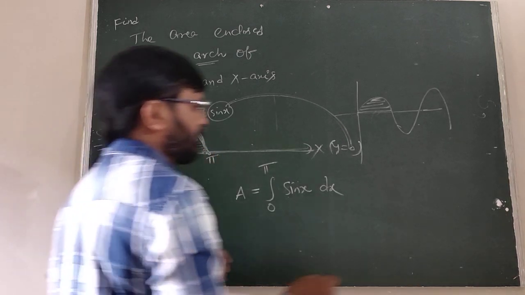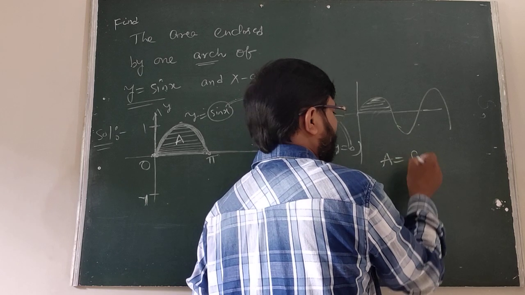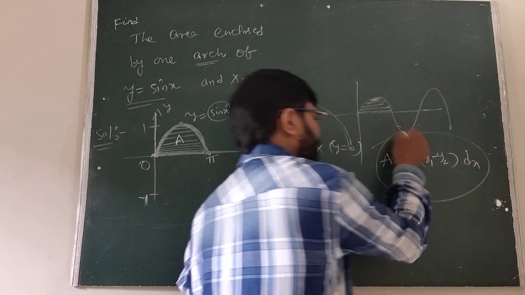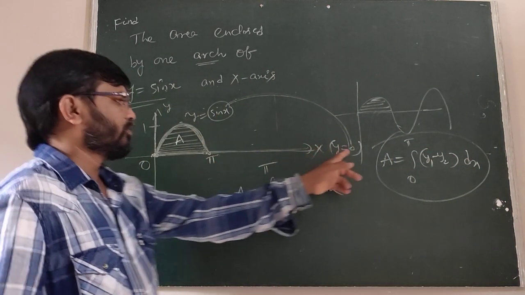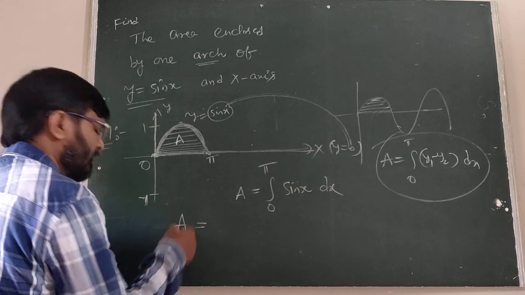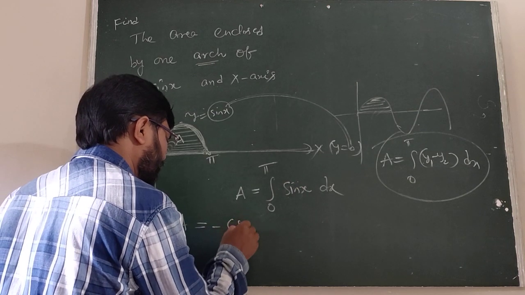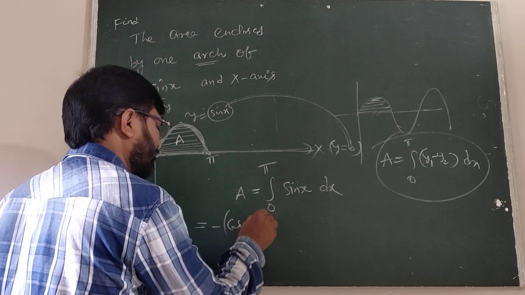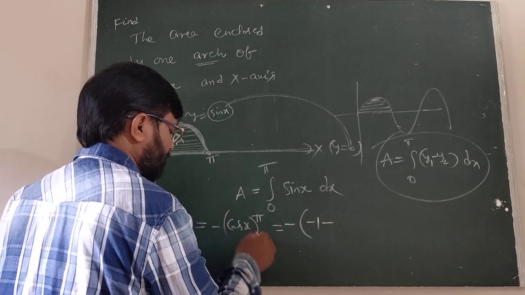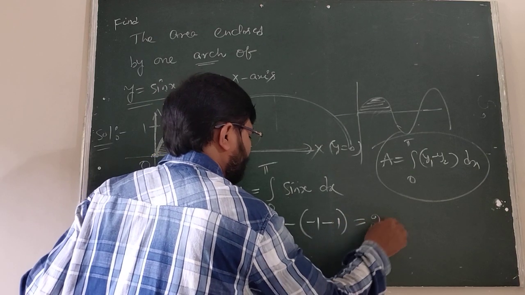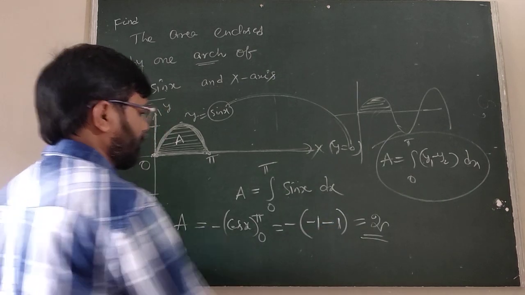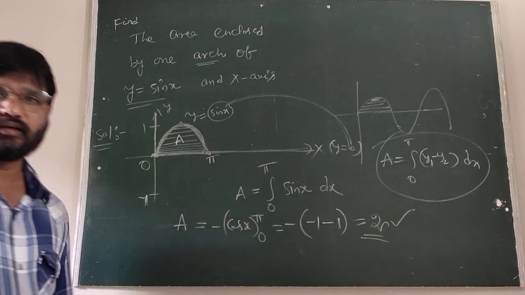That means we can write the area equals the integral from 0 to pi of y1 minus y2 into dx. This is the required area. Here y1 is sin x, y2 is 0, and sin x minus 0 is sin x. Now clearly this is the integral of sin x. We know that this is minus cos x, with limits 0 to pi. Now cos pi is minus 1, and cos 0 is 1. Minus of minus is plus, so we can write this is 2. Therefore the area is 2 square units.